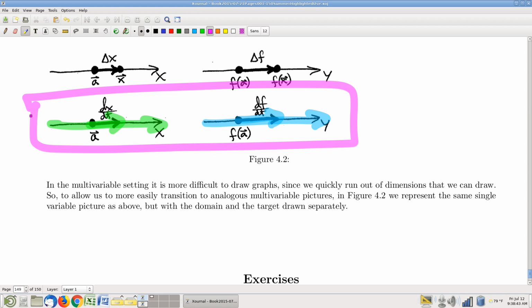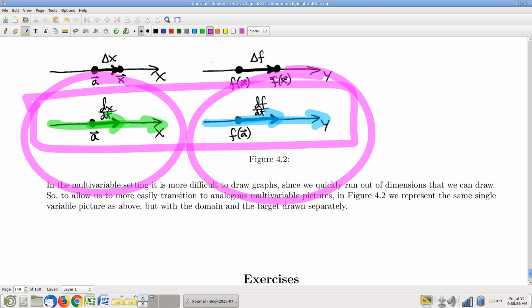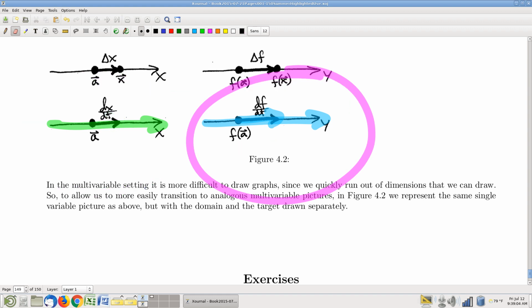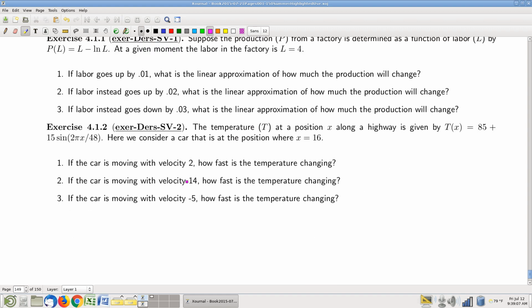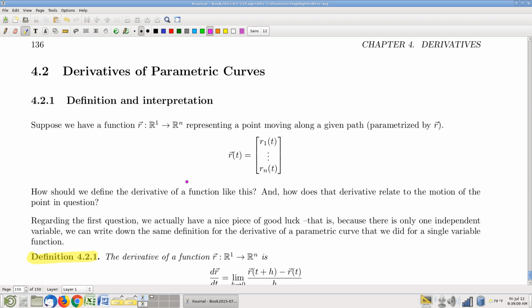Okay, so these are the kinds of pictures we're going to draw going forward when we're talking about relationships between input changes and output changes. Most of the time I'm going to draw the domain way over here, and I'm going to draw the target way over here, completely disconnected from each other. Input changes, output changes, that's what's going to be preserved.